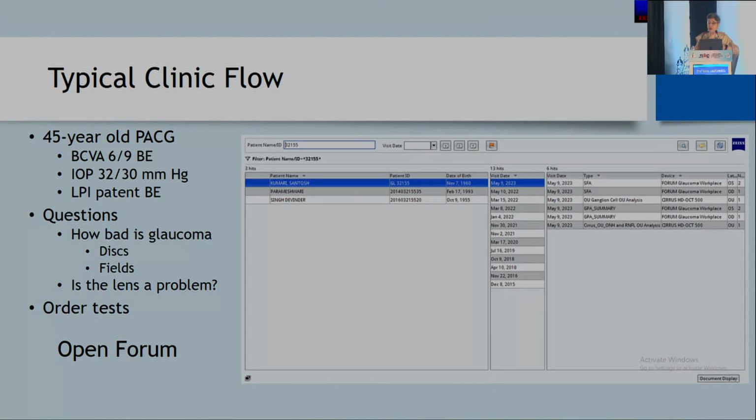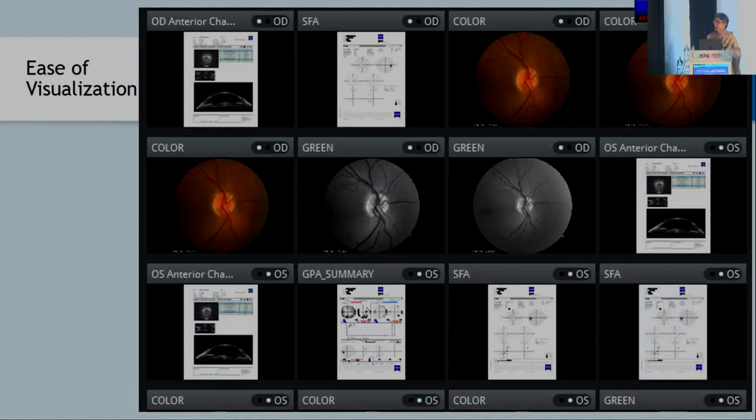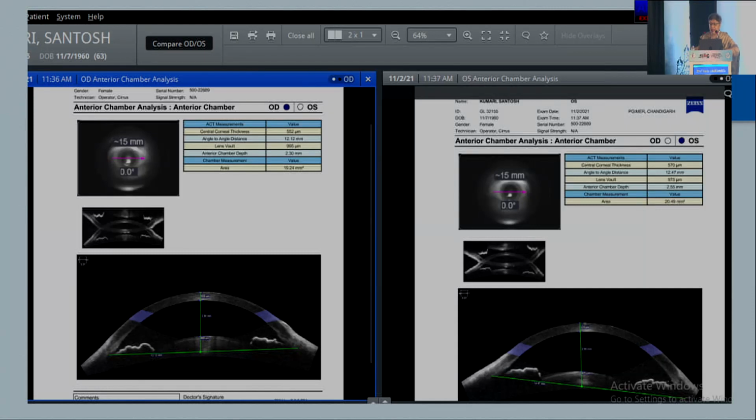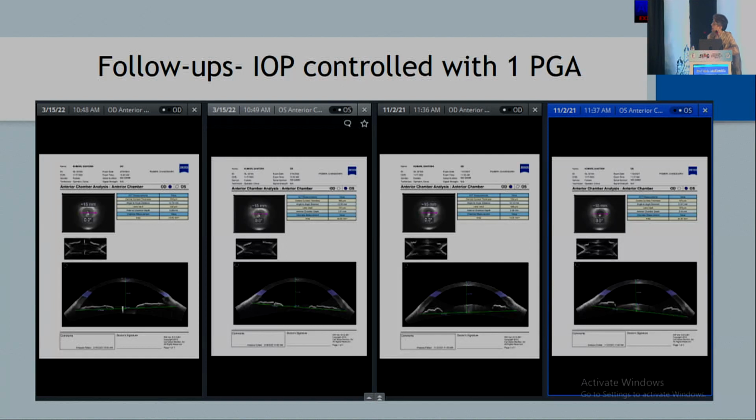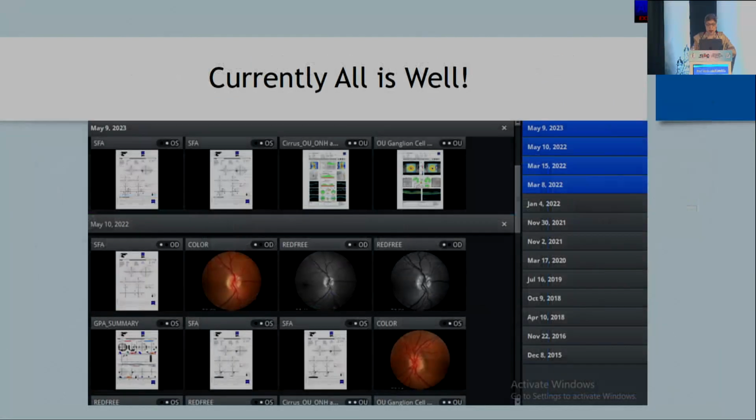So order tests, do the same thing, open up the forum, look at it, so this entire thing will open up to you, and you can see that the discs are okay, the fields are not too bad. So the next question is, why is the pressure so high? Is it the lens? And then you look at both of them and you realize that the lens vault is more than 1,000 microns. So you think this patient probably needs an early cataract surgery. And once a cataract surgery is done, you realize that the angles have opened up and the pressures come down to normal. So you can open up the pre and you can see the post and you realize, okay, so this was the problem. So it helps decision making.